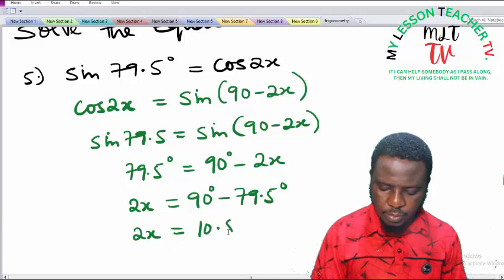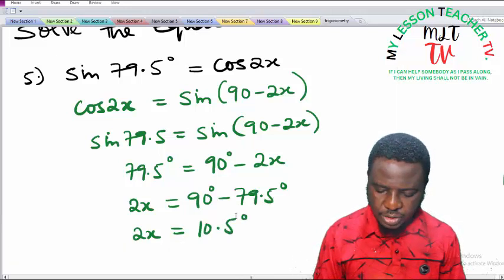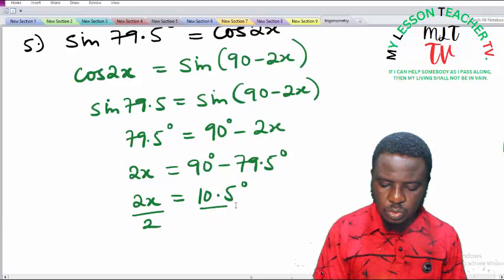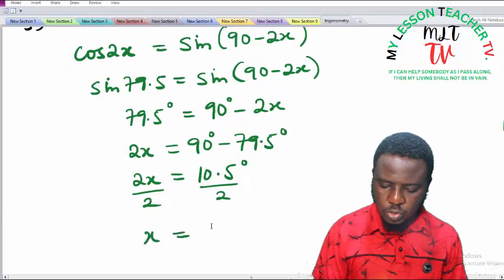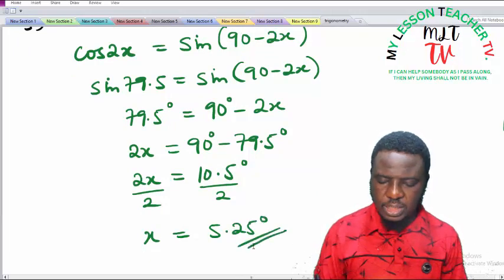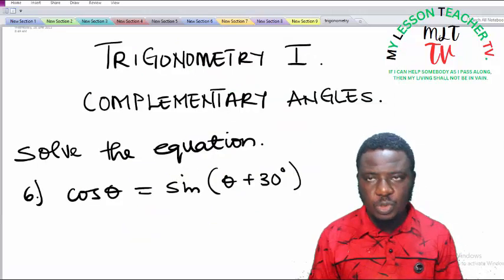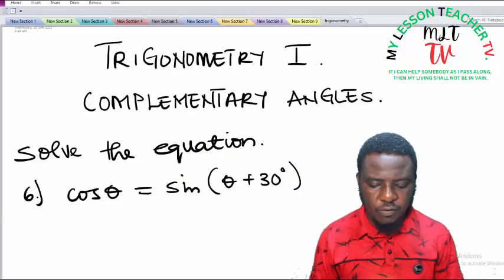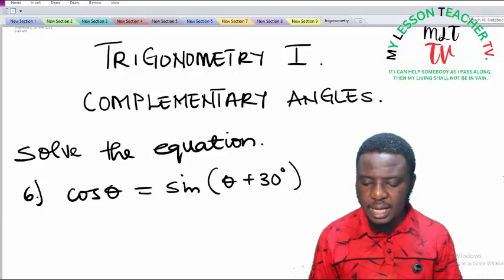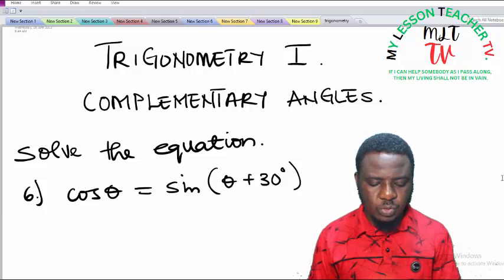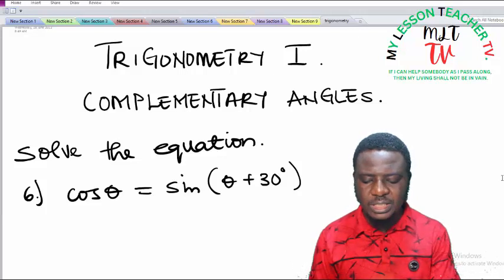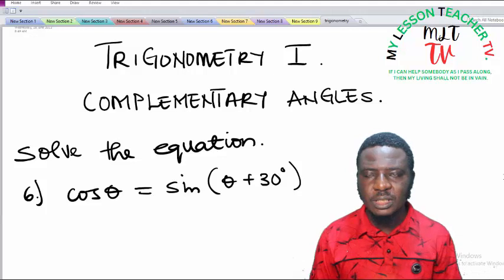When you simplify, this becomes 2x is equal to 90 minus 79.5 degrees, which is equal to 10.5 degrees. And when you divide both sides by 2, you have it that x is equal to 5.25 degrees. And this is your answer. Question 6. We are asked to solve the equation cos theta is equal to sin theta plus 30 degrees. You are asked to find the value of theta, that when you find the cos of it is equal to the sine of that theta plus 30 degrees.